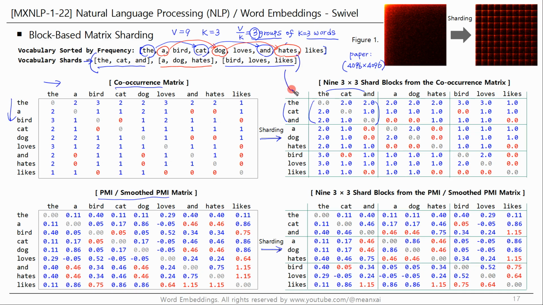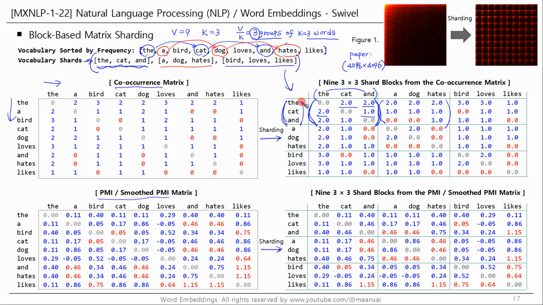Now we can combine these groups to create 9 smaller submatrices, each with a size of 3 by 3. These small submatrices are called shard blocks. Let's start with the first group. We use the words in the first group for both the rows and the columns. This gives us a 3 by 3 shard block like this. This is our first shard block. The numbers inside the block are the co-occurrence counts for each pair of row and column words.